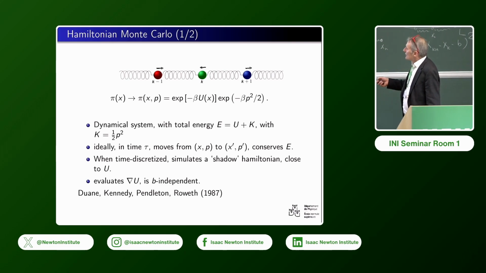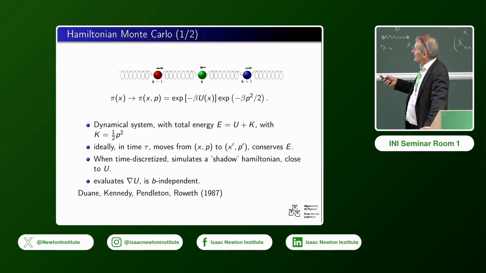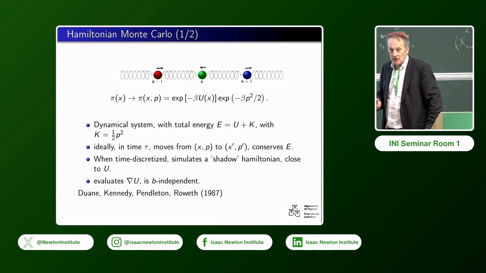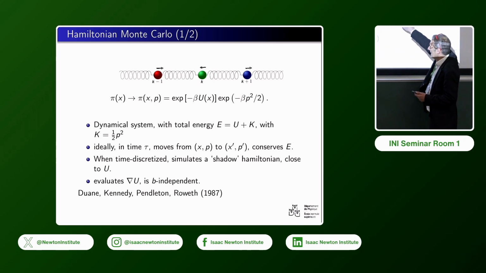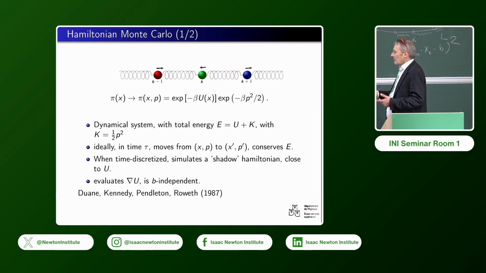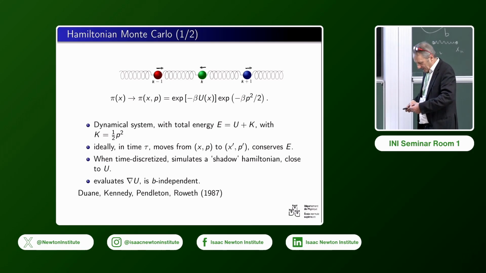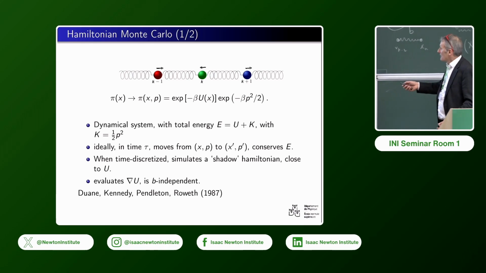So the interesting thing is, you add additional variables. You go from x to x and p. You all know this. You go from the distribution function pi of x to a distribution function pi of x and p by adding momenta. Then, ideally, when you propagate this in time, you conserve the energy. But when time is discretized, you simulate what is called a shadow Hamiltonian. It may or may not exist. In the example that I'm showing, the shadow Hamiltonian actually exists. So you simulate a system in discrete time, but it's no longer the system you want to simulate. But then you evaluate the gradient of u. The gradient of u gives you the momentum, and the momentum gives you the change of x. So that's the basic idea of Hamiltonian Monte Carlo.